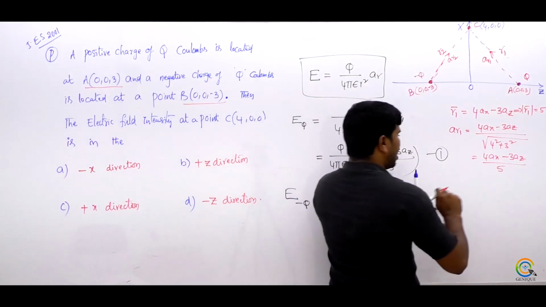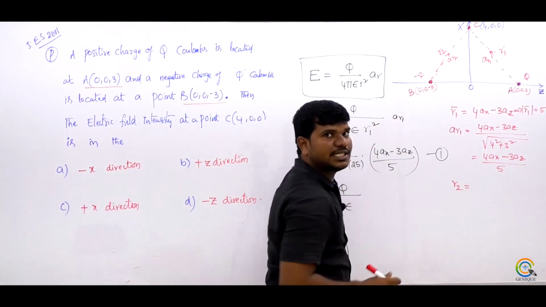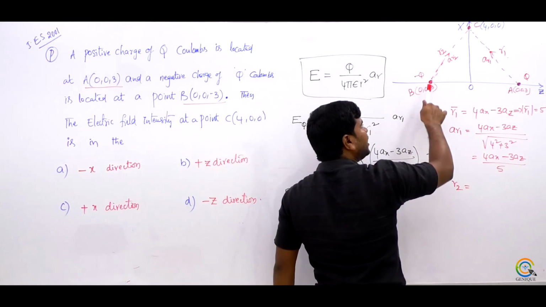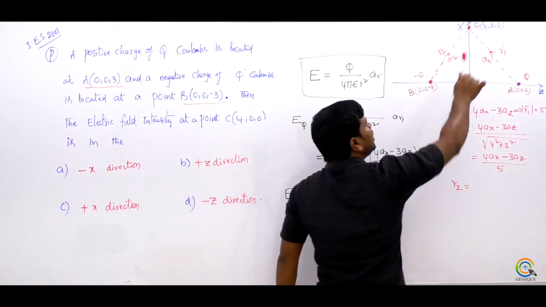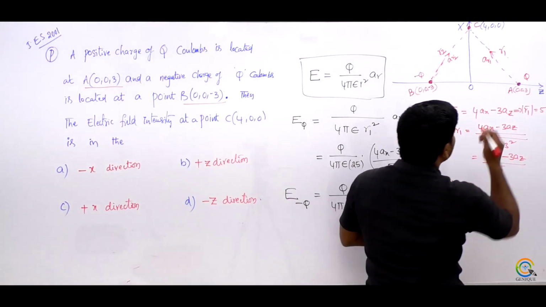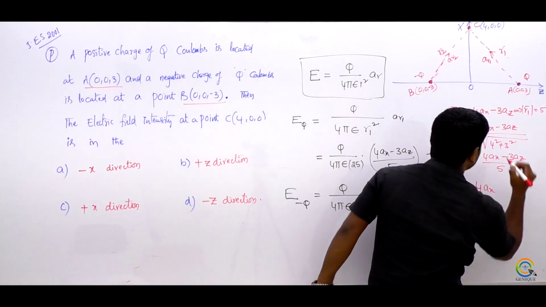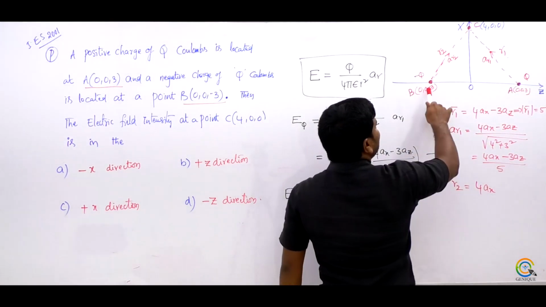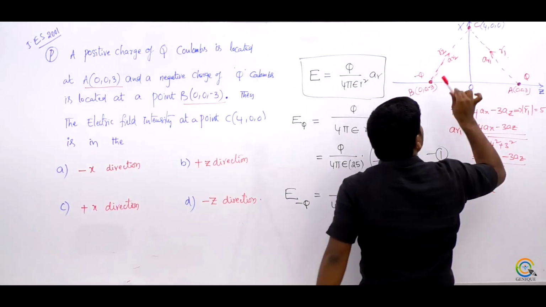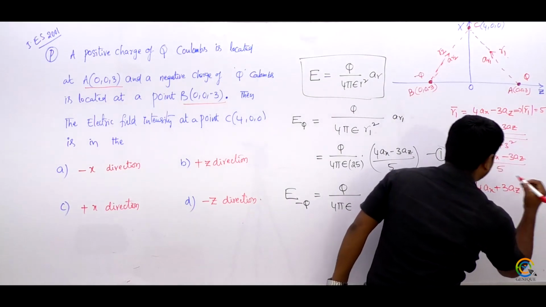What is R2? R2 can be written as final point minus initial point. Due to this point represents the initial point, and this is the final point. So final minus initial: 4 minus 0 is 4AX, 0 minus 0 is 0 AY, 0 minus of minus 3 is plus 3 AZ.